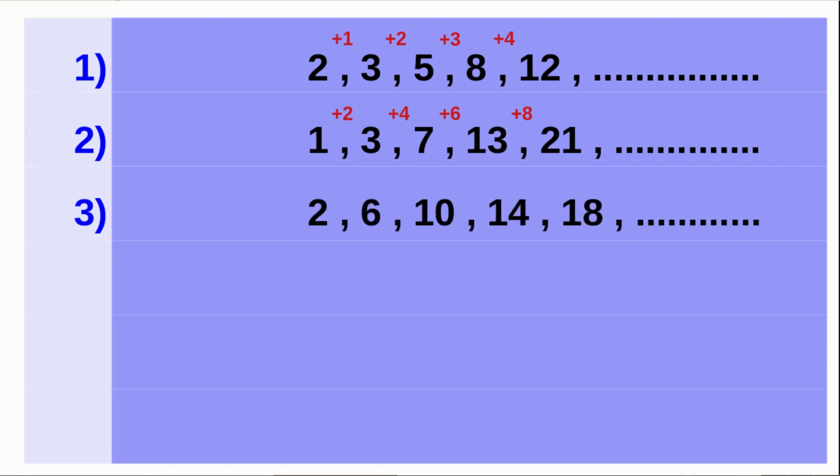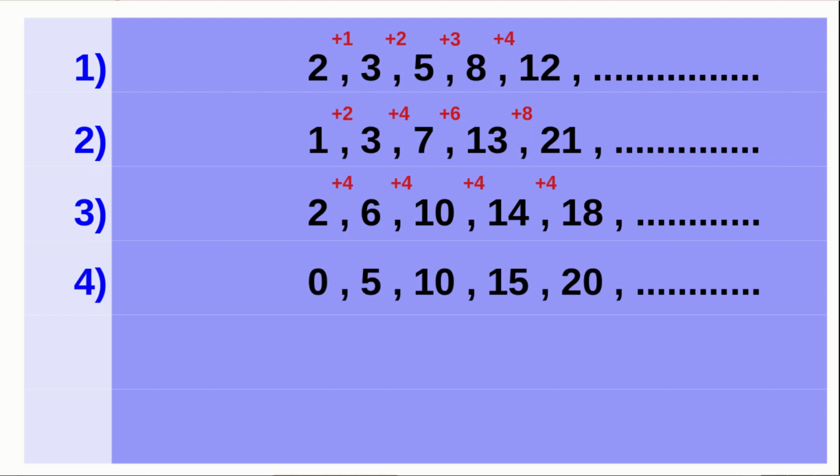Third sequence: 2, 6, 10, 14, 18, and so on. The first term is 2, 4 is added to get the second term, again 4 is added to get the third term, 4 added again, and so on. Next one: 0, 5, 10, 15, 20, etc. The sequence starts with 0, 5 is added to get the second term, again 5 is added to get the third term, 5 added, again 5 added, and so on.